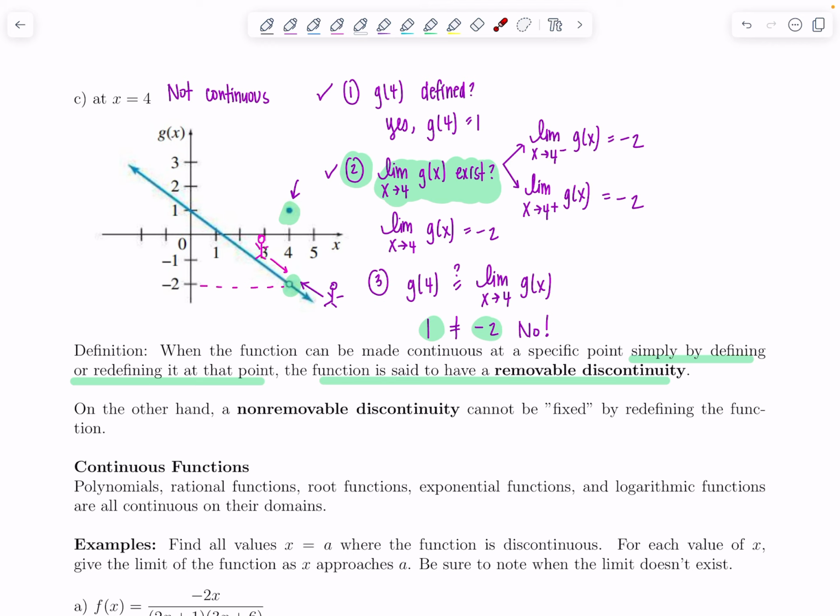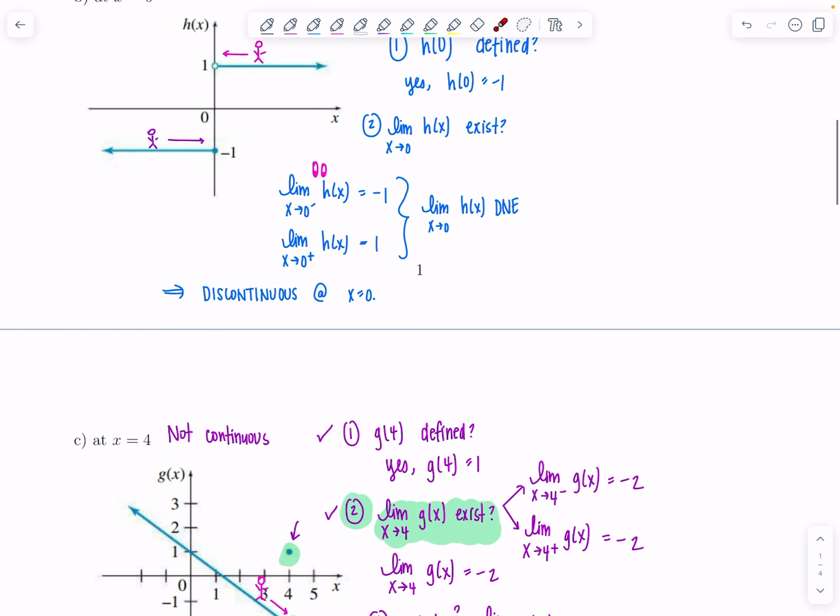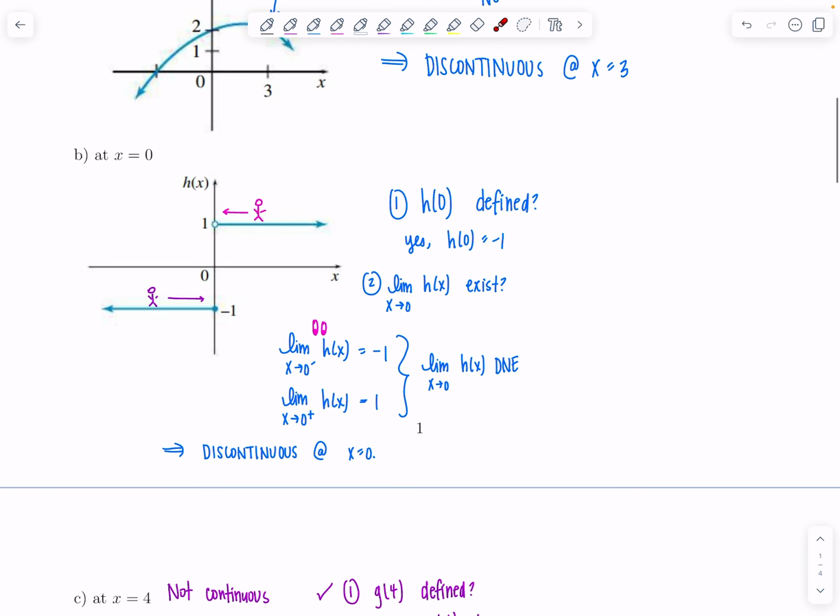Now, this isn't always possible. So if the limit does not exist, if condition 2 is not satisfied, then our discontinuity is non-removable because it can't be fixed by redefining the function. And I just want you to look back at the previous example that we looked at, its graph of h of x here. This one didn't satisfy condition 2.